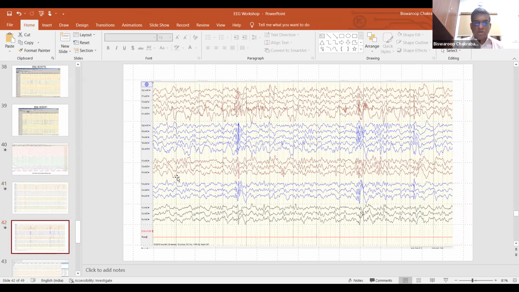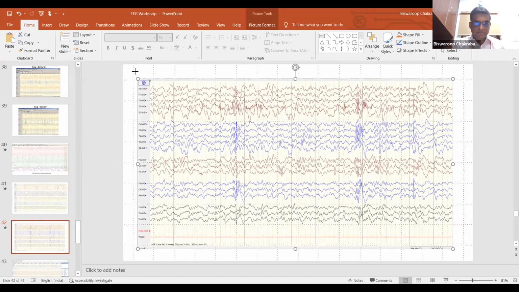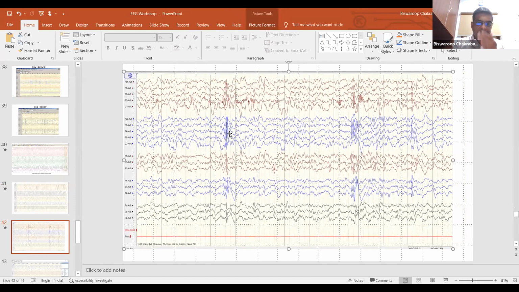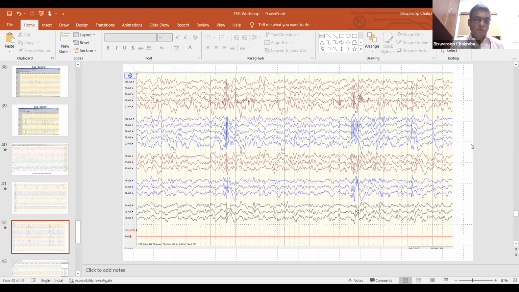Again, an average montage, but here the maximum amplitude is with frontal, F8, T4, T6, O2. You can see some discharges, but it's F8 where the amplitude is maximum. So this is a right frontal focus. Why? Again, average montage, maximum amplitude. Bipolar montage, phase reversal. Average montage, maximum amplitude.